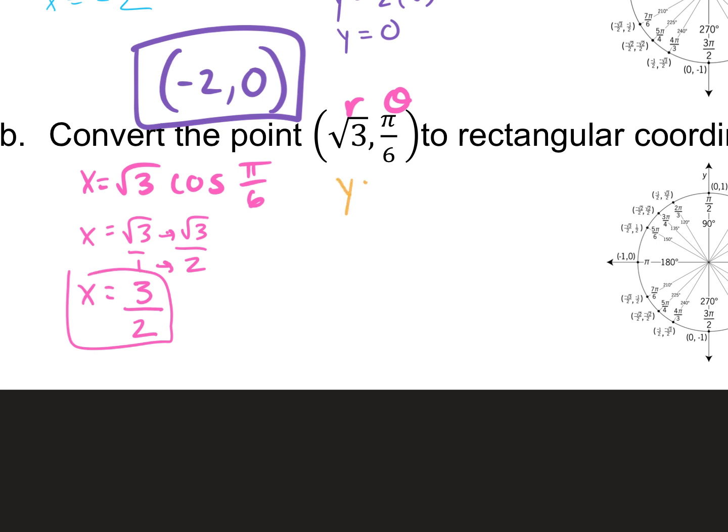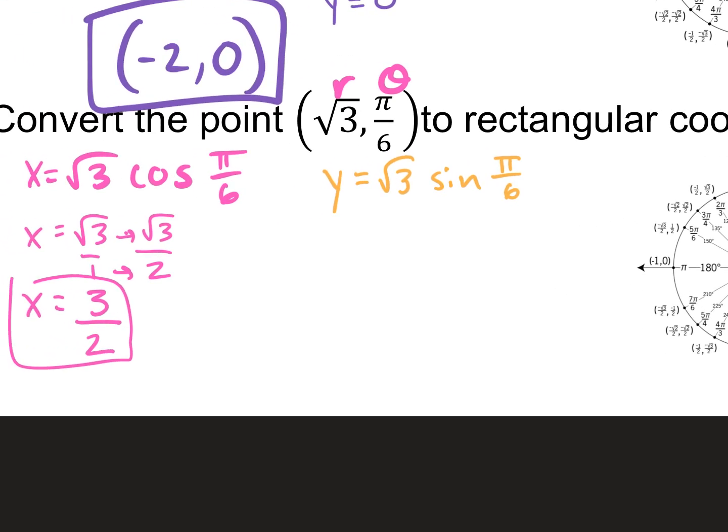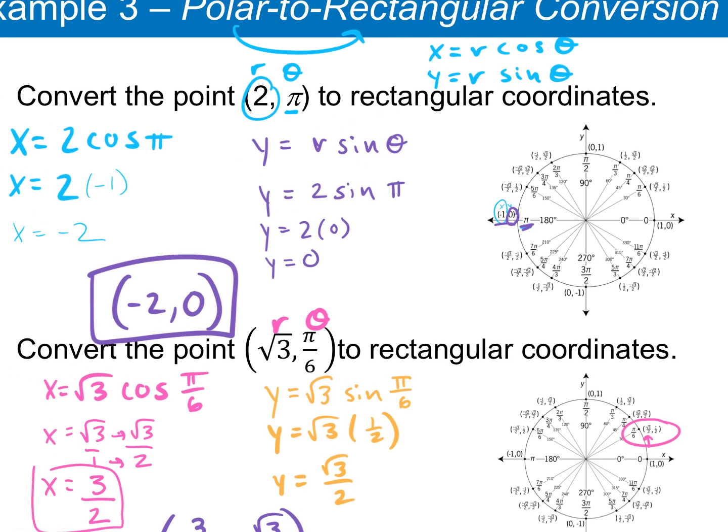Let's find y. Do the same thing. Y is equal to square root 3 times sine of pi over 6. What would sine of pi over 6 be? 1 over 2. So square root 3 times 1/2. What do we get? Square root 3 over 2. How do I write my coordinate points? 3 over 2, comma, square root 3 over 2. So they end up being like the same point on our coordinate plane.